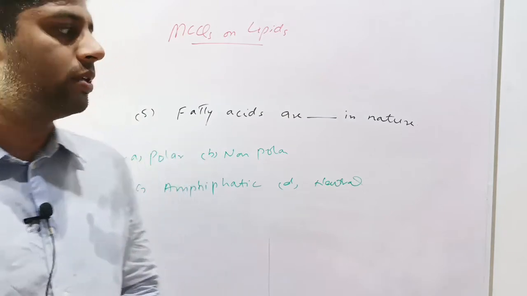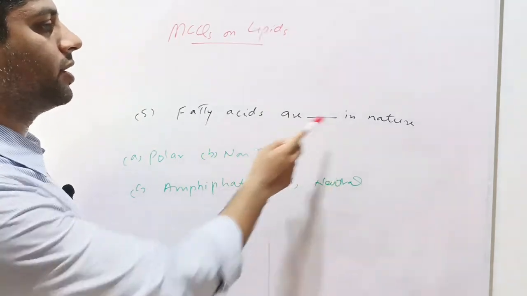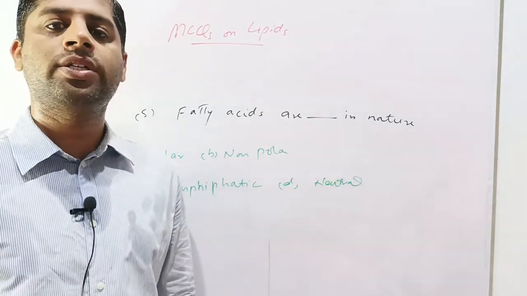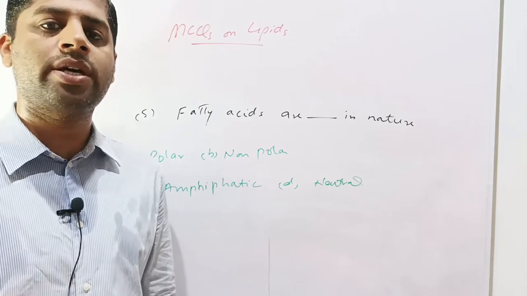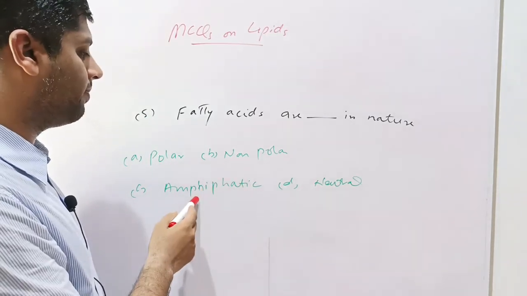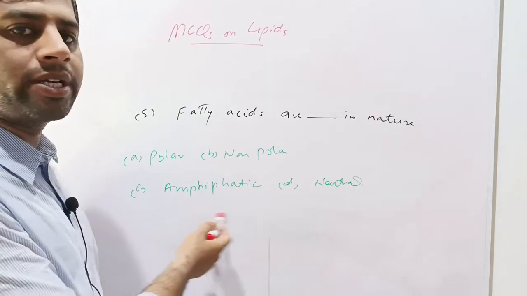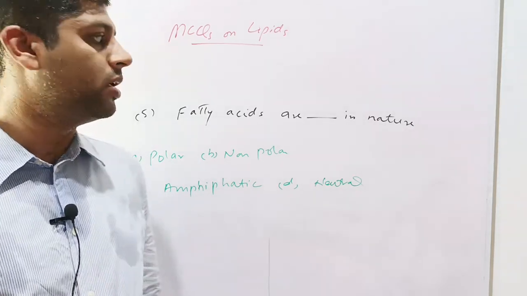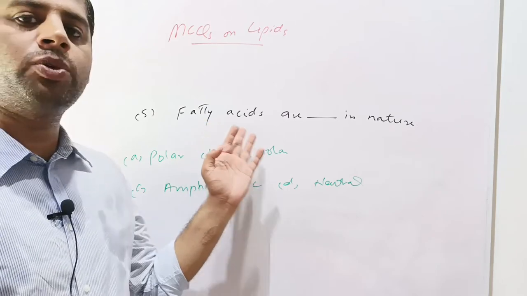Next question is, the fatty acids are dash in nature. He is asking about the nature of the fatty acids, whether these are charged or non-charged molecules. Given options are polar molecules, non-polar molecules, amphipathic or neutral. Amphipathic means having both polar and non-polar ends. So the lipids or the fatty acids have both polar and non-polar ends.